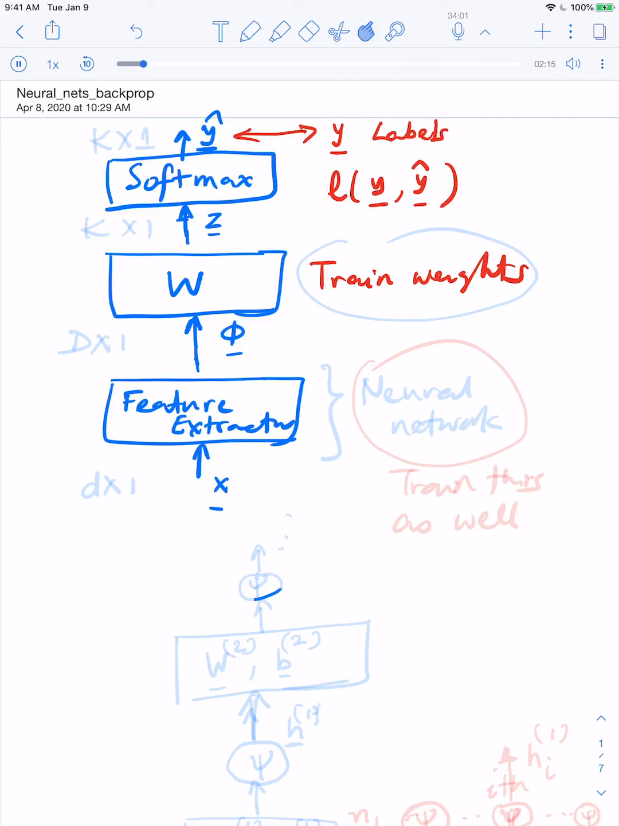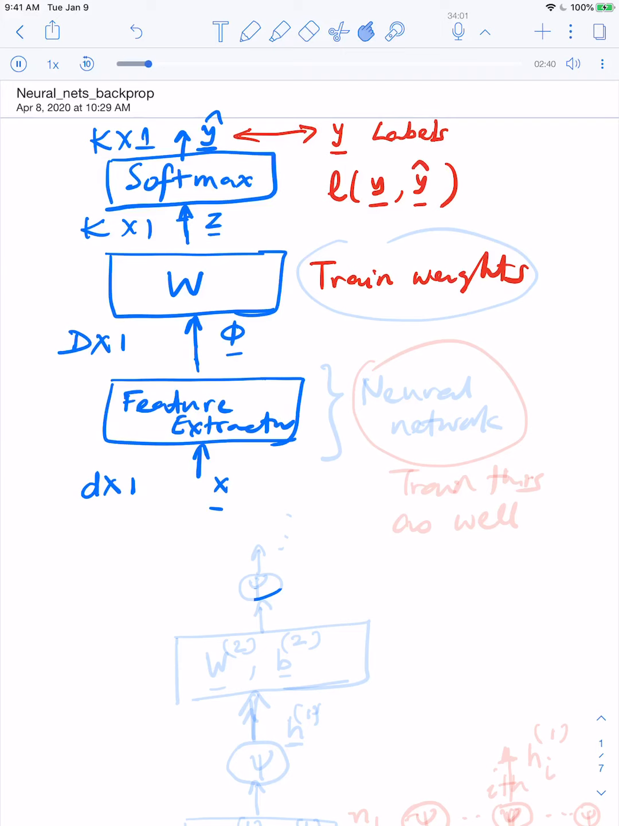And just to label some of the dimensions here, we were thinking of X as a D cross 1 vector, phi as a capital D cross 1 vector. Of course, there are K classes, so Z is K cross 1, and Y hat is also K cross 1. So that was the setup.